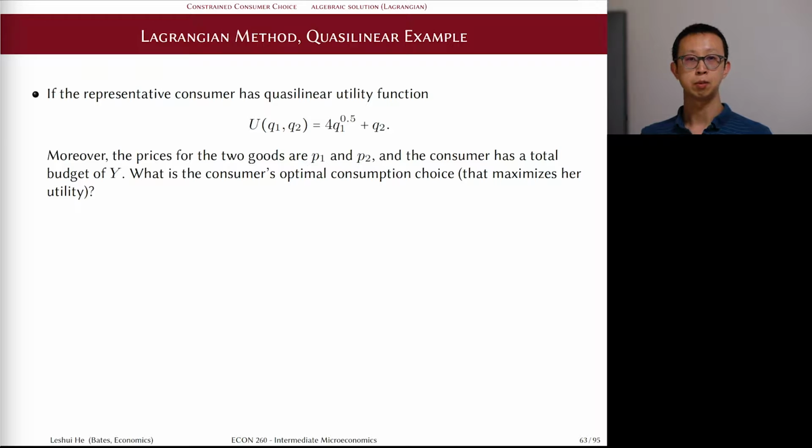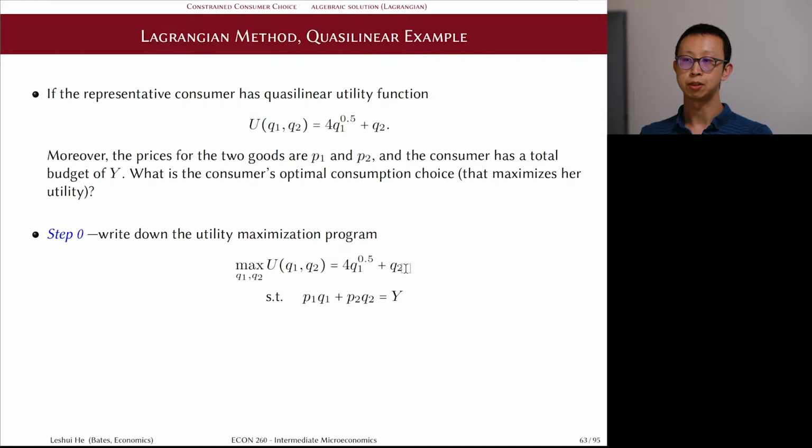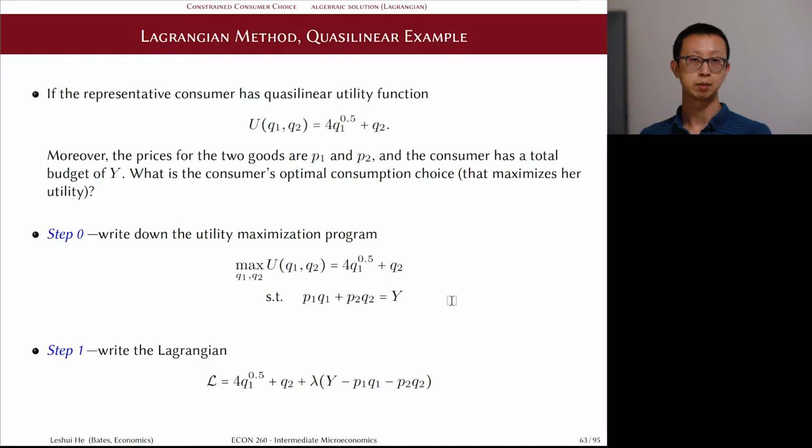Now let's delve into the problem directly with our Lagrangian method. First, we're going to write down the optimization program with the max operator and the utility function, our control variables Q1 and Q2, and the budget constraint. Next, just like before, we can write down the Lagrangian based on this maximization program, which is just the objective function plus lambda times the modified budget constraint.